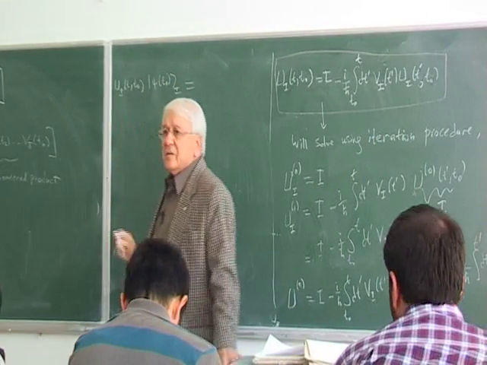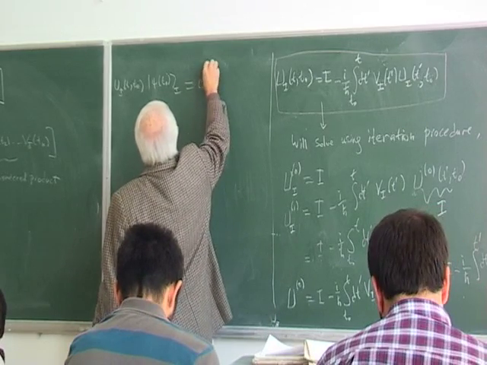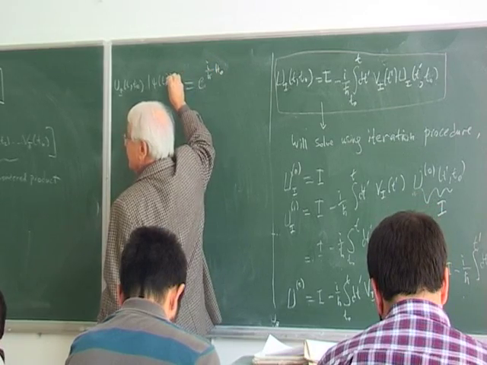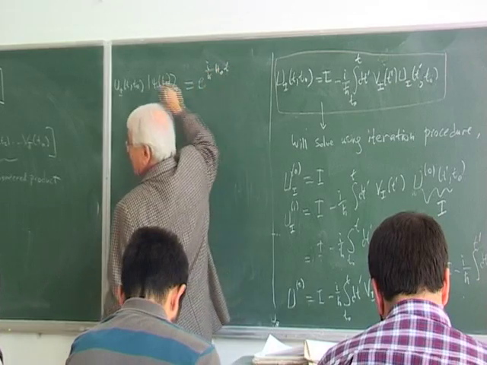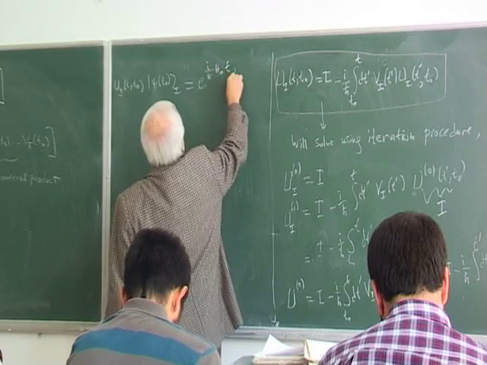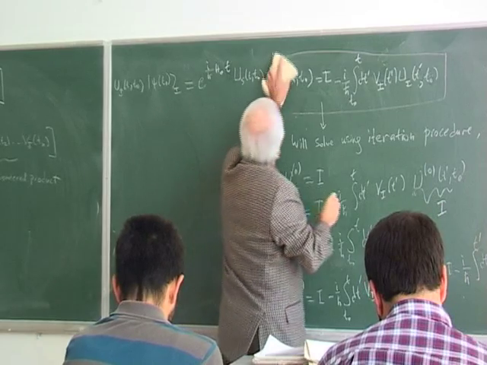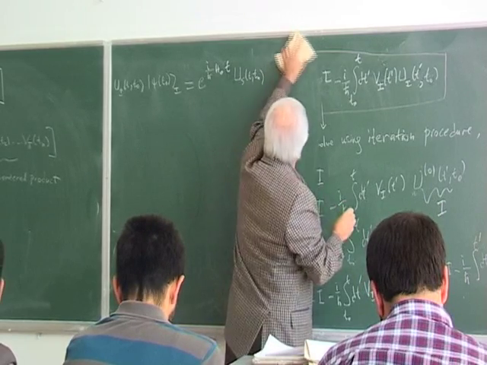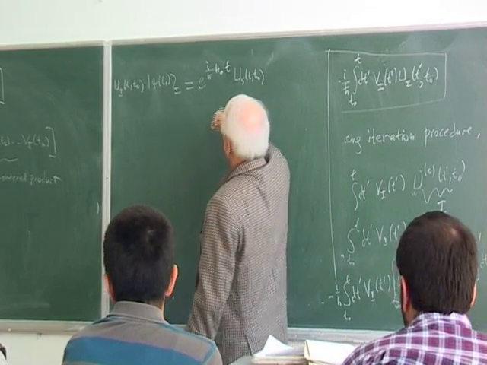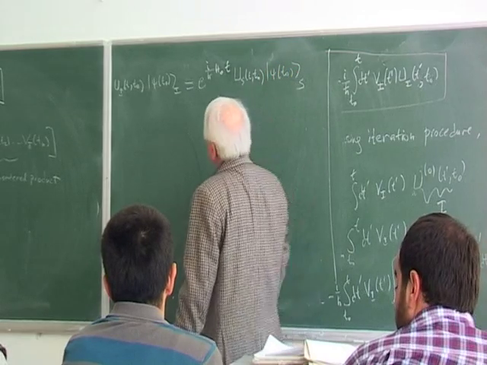That's the left-hand side. It's simple. What about the right-hand side? Right-hand side has the following form. e to the i over h bar H0 t, yes, times U Schrödinger, U_S(t, t0), times psi t0 Schrödinger.